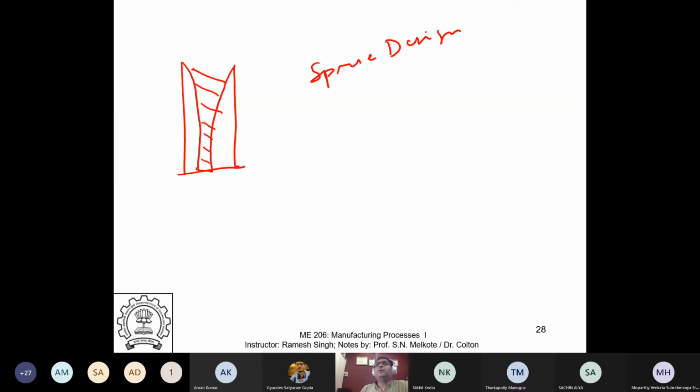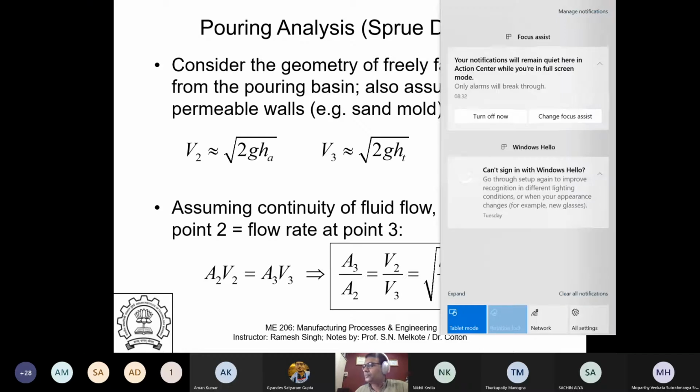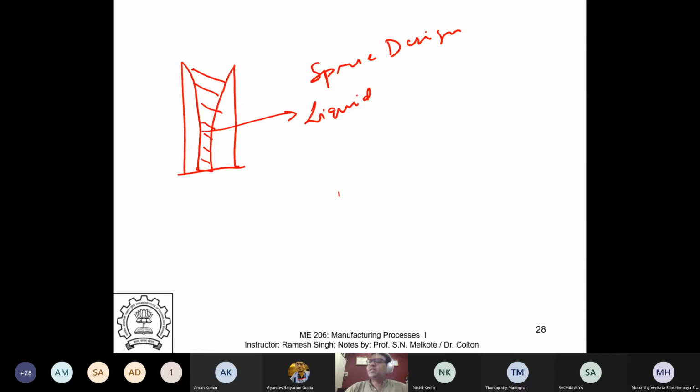Okay. So my question is, if this is how the liquid flows, the liquid will flow in the hashed portion. So this is the liquid flow, and this is the sprue. This is the sprue geometry.